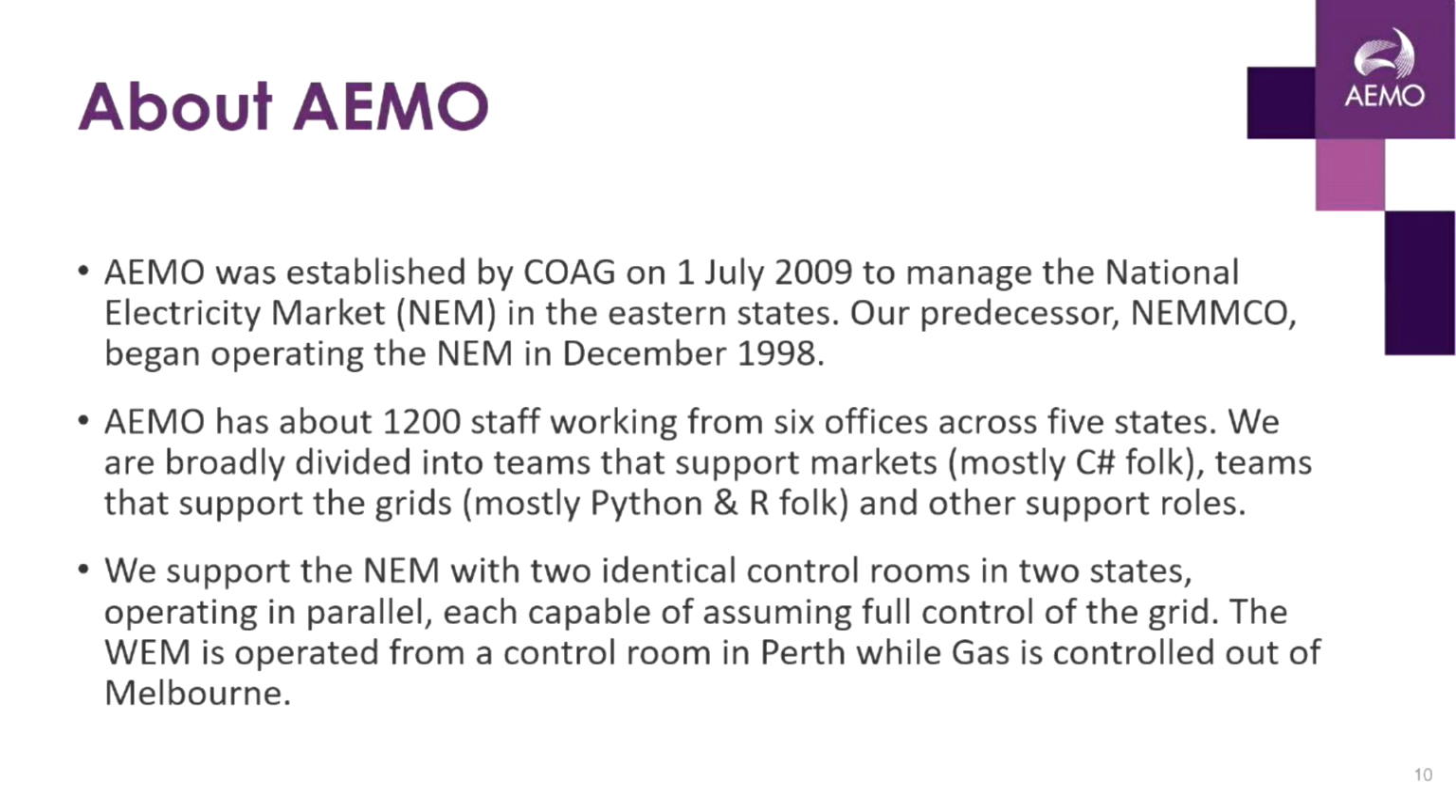AEMO has around about 1,200 staff from 6 offices around 5 states. We're broadly divided into teams that support the markets, mostly C# folk, teams that support the grids, or the physics, mostly Python and R folk, and other supporting roles that you'd expect of an enterprise our size. We support the NEM with 2 identical control rooms in 2 states, operating in parallel, each consuming full control of the grid. The WEM, or Western Australian market, is operated out of a control room in Perth, while gas is controlled from Melbourne.